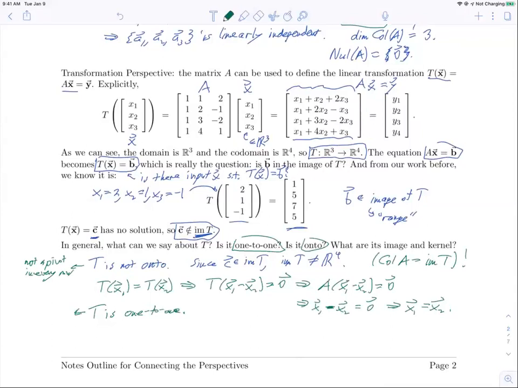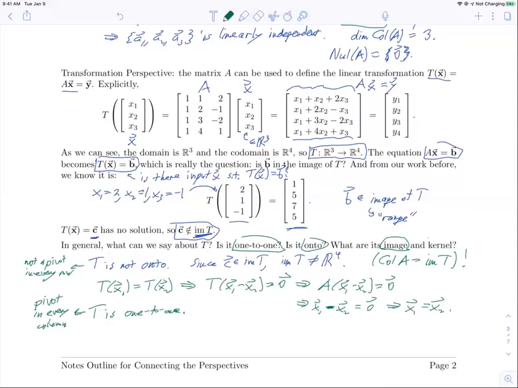One-to-one has to do with the fact that there is a pivot in every column. And well, we already answered the image. The image is the column space. It's not all of R4. It's really just the span of the columns of A.